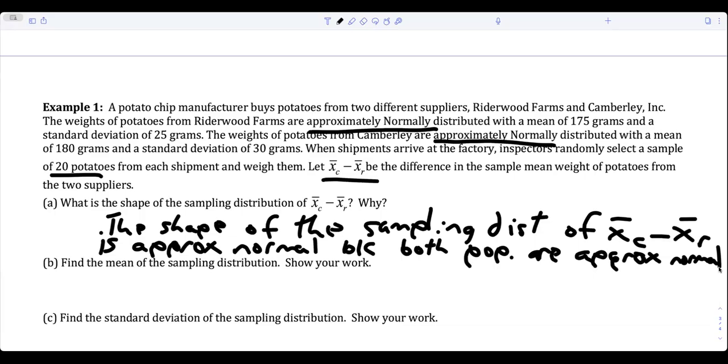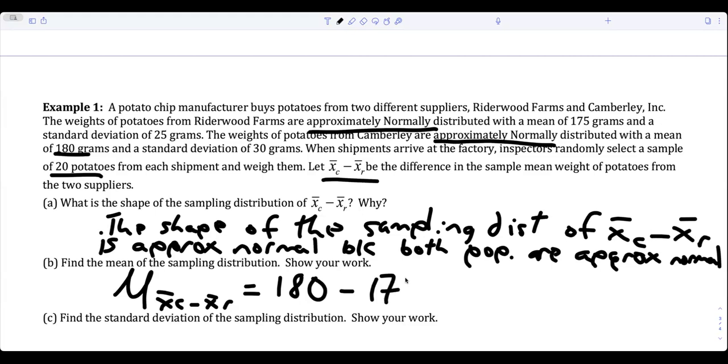Find the mean of the sampling distribution. So we've got mu of x bar sub c minus x bar sub r. We're just going to subtract the means. The mean of the Kimberly was 180, and the mean of the Riderwood was 175. And so that's going to give me 5 grams for the mean.